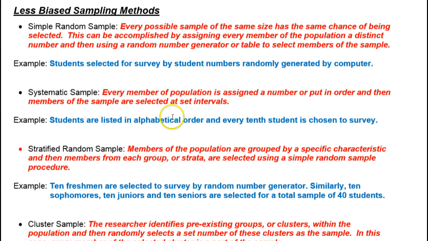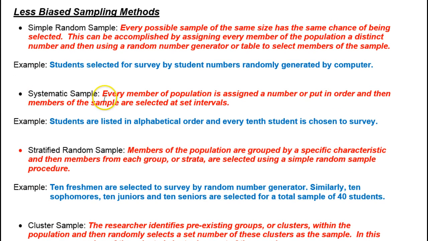Okay. The next one is systematic sample. Now, do you hear that root word in there? System. So any sampling method that involves some type of a system, and it's usually going to sound like this: every fifth person that walked in the door.